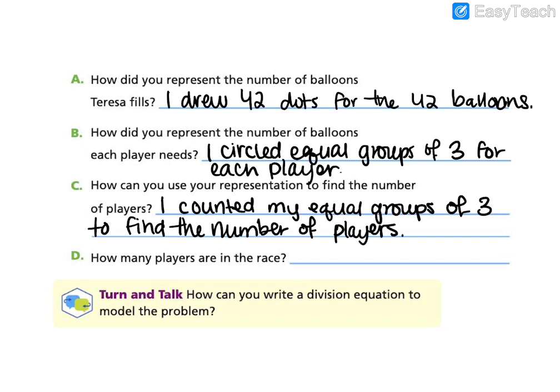So if you had little clumps of 3, right, you might have said you counted the clumps of 3. You found that you had 14 groups of 3. How many players in the race? There are 14 players. And then for this bottom section, just write it right next to this yellow square. What is our division equation? Go ahead and write it. And check. It is 42 divided by 3 equals 14.